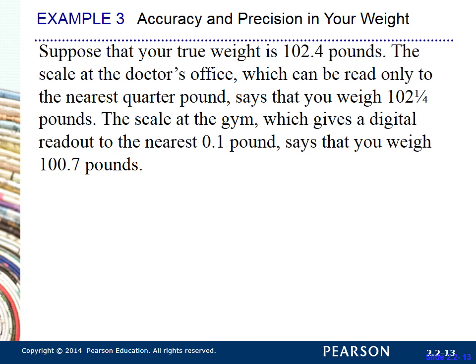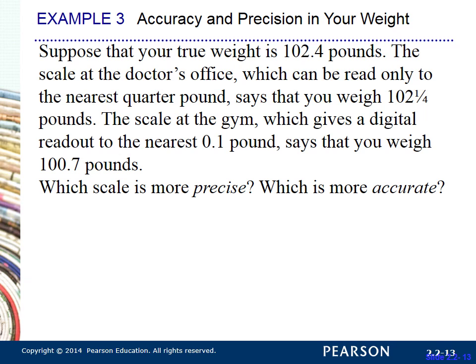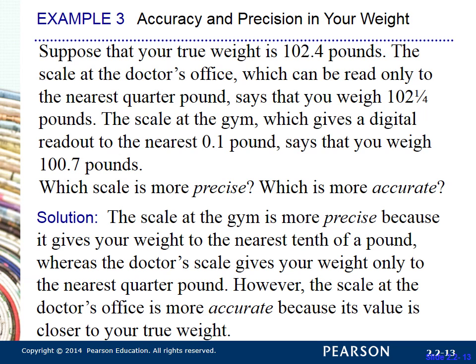All right, so suppose your true weight is 102.4 pounds. The scale at the doctor's office, which can only be read to the nearest quarter pound, says you weigh 102.25 pounds. The scale at the gym, which gives a digital readout to the nearest 0.1 or nearest tenth of a pound, says you weigh 100.7 pounds. So which one is more precise and which one is more accurate? So remember, precise gives me the most decimal places. So because this one goes to the nearest tenth of a pound, the one at the gym would be the most precise. However, the scale at the doctor's office is closer to your true weight, so it's the more accurate.